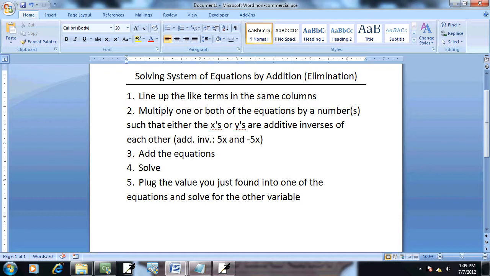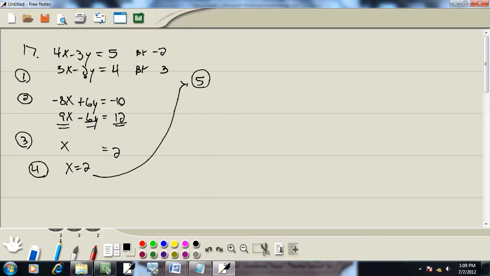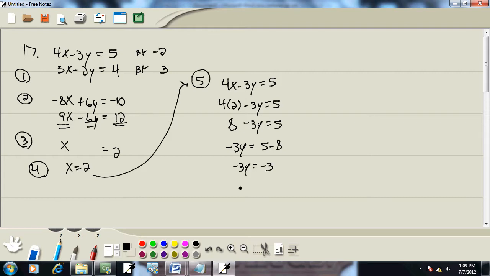Step 5, plug the value you just found in one of the equations and solve for the other variable. It doesn't matter which one you pick. It'll work in either one. Pick whichever one looks easiest to you. I'll pick the first one. 4x minus 3y equals 5. And we just said x is equal to 2, so put 2 in for the x. 4 times 2 gives us 8, minus 3y equals 5. Take the 8 to the right side, becomes a negative 8. 5 minus 8 gives us negative 3. Now divide both sides by negative 3. And we get y is equal to 1.